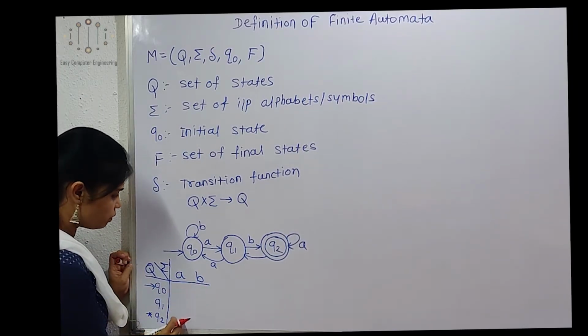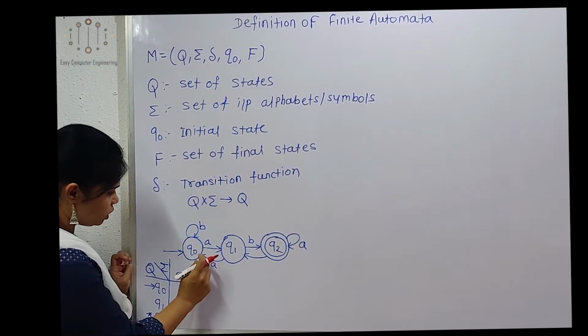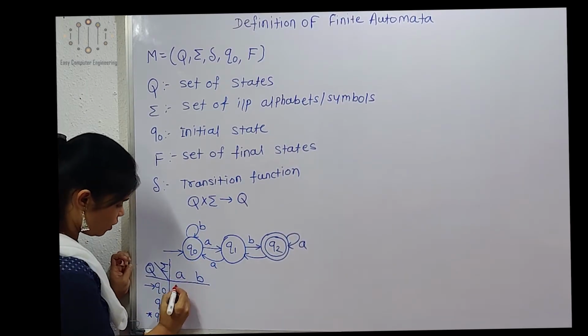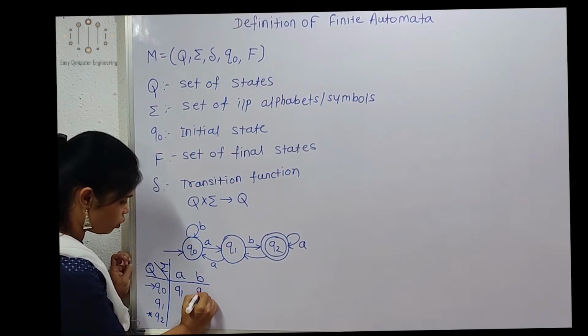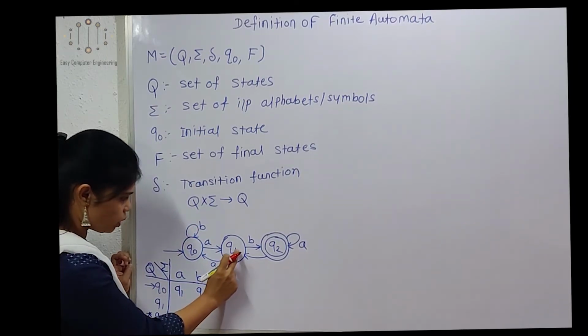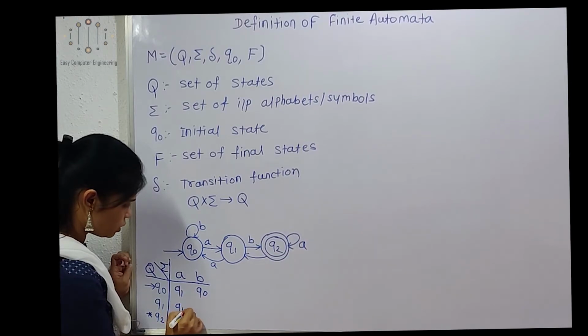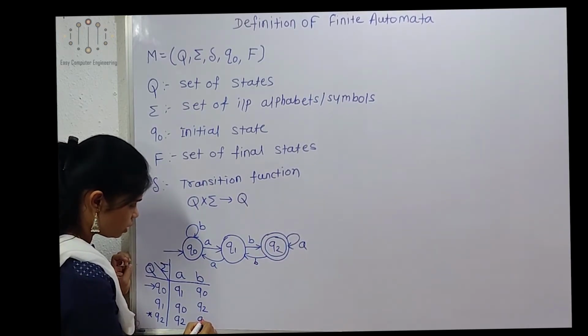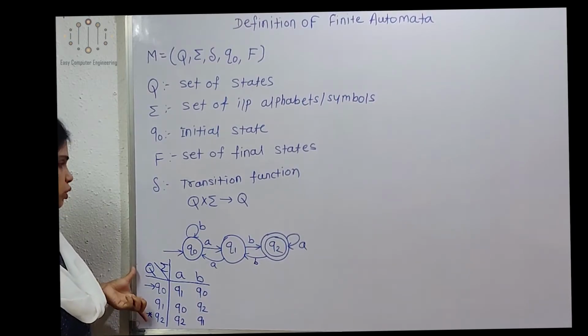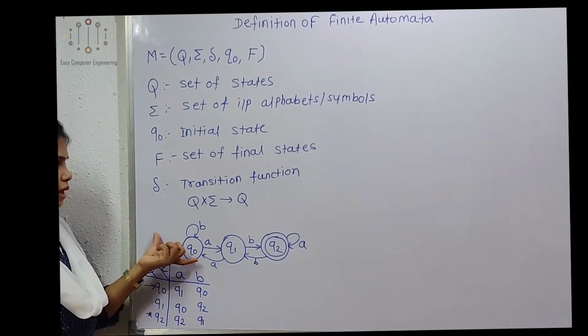Now here we will show the transitions. From Q0 on A we move to Q1. From Q0 on B we move to Q0 itself. From Q1 on A, Q0, on B, Q2, and from Q2 there are the B transitions. In this way we can show the transition table for this diagram.